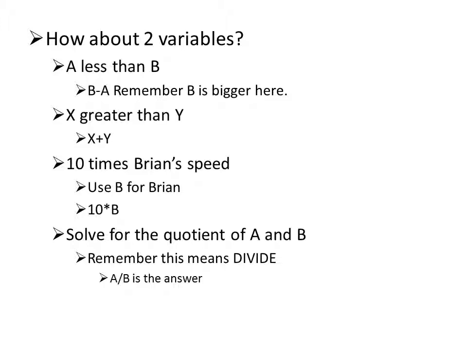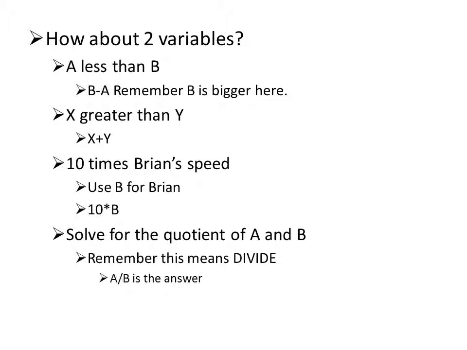What do we do? We add. 10 times Brian's speed. You're going to have word problems like that. 10 times Brian's speed. Use b for Brian. There's nothing wrong with that. B for Brian. If you have Alex, use a. Whatever. It doesn't matter. You can use any variable. 10 times b. There's your setting up your problem. Now you're going to see this one as well in your book.